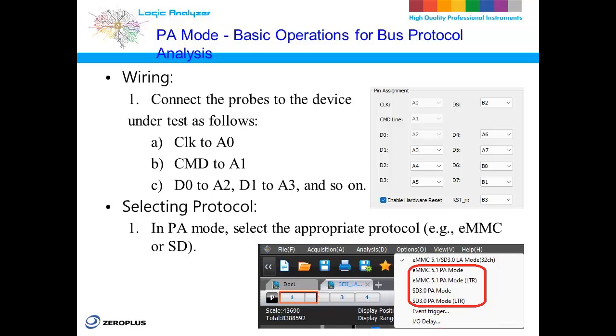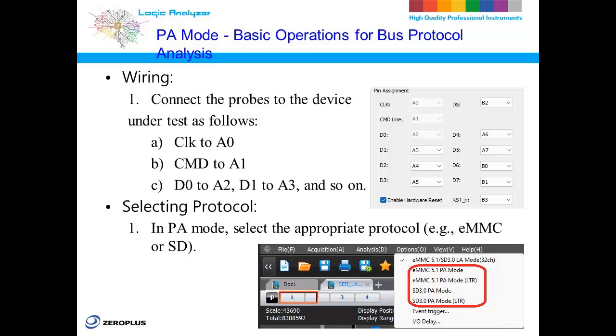Before you begin in PA mode, make sure to verify the wiring in LA mode first. Ensure that it's secure and stable with no voltage spikes, check that the CRC for command and data is correct, and that the trigger levels and I/O delays have been effectively calibrated.